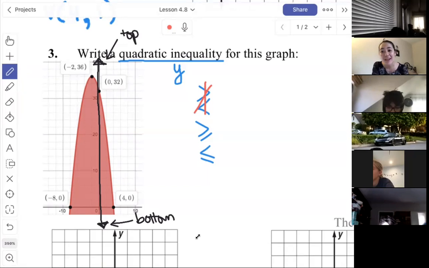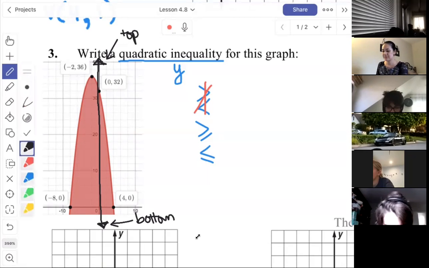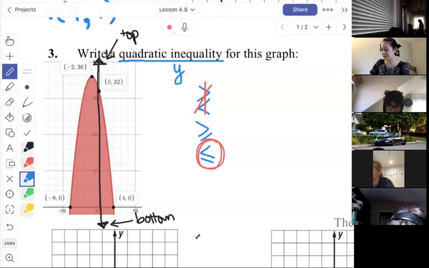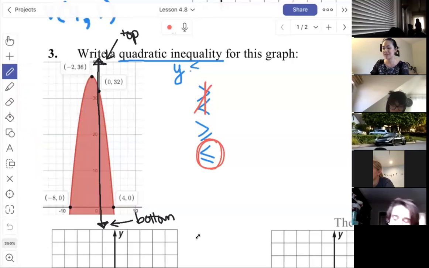Because of that, which inequality should I pick if it has the bottom of the y-axis? Is it less than or equal to? Good, yes. Less than or equal to is my inequality. Everybody cool with that? Questions?